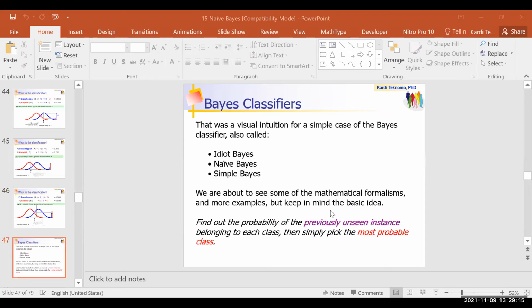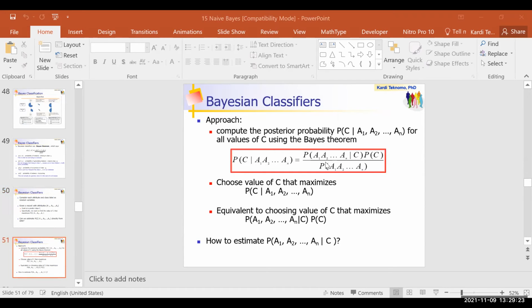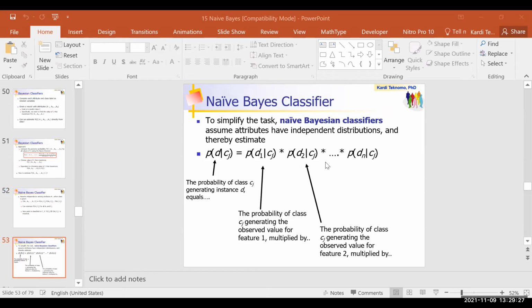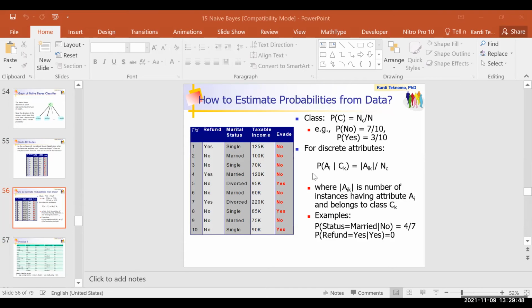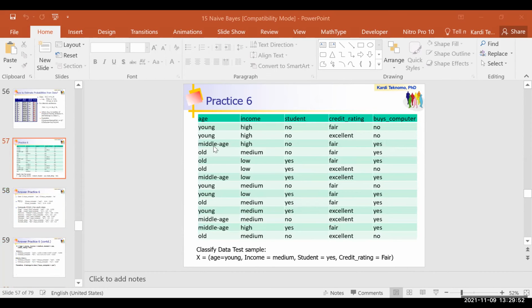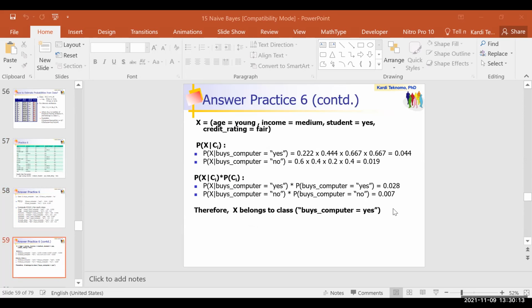So naive Bayes is exactly that. This is the formula of naive Bayes. We assume that they are all independent. Then you calculate this value. Here is an example. Say you have this data. This is the buys-computer data, right? You did this last week. You remember? Can you read this? How do you get the answer here using naive Bayes?